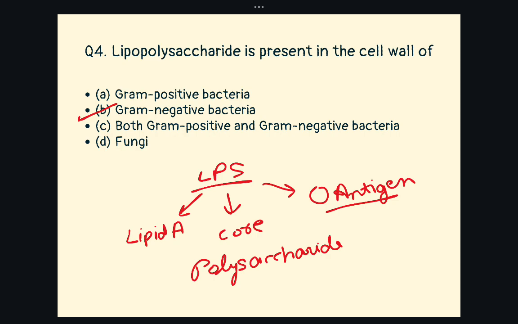Just for knowledge, lipid A anchors the lipopolysaccharide in the membrane, also called endotoxin, responsible for fever and septic shock. Core polysaccharide connects lipid A to the O antigen, and the O antigen is highly variable, helping bacteria evade the host immune system. Next question.